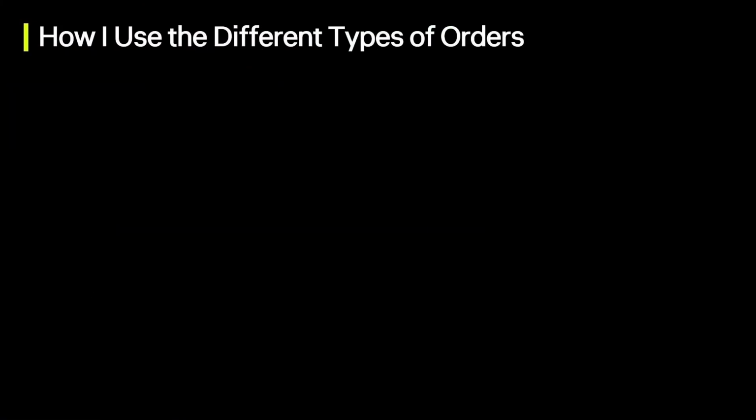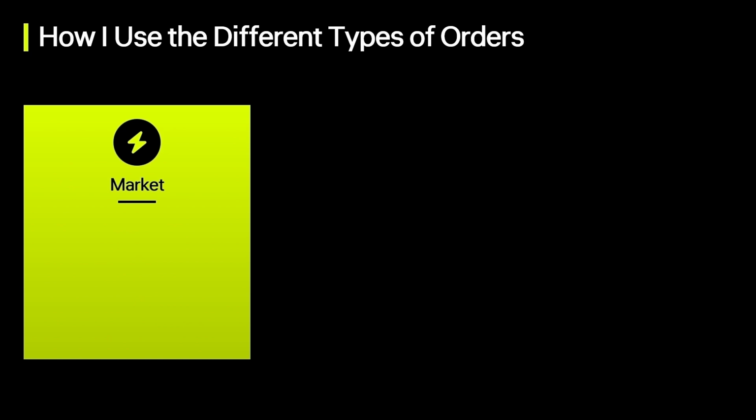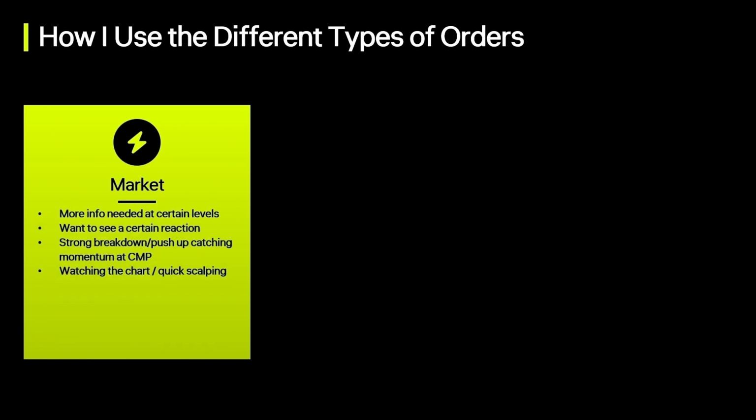Now, how do I personally use these order types myself? Market orders. I use market orders when I need more information at a certain level. I want to see a certain reaction at a certain level because there are other zones of interest as well. When I see a strong breakdown or push up and I want to catch the momentum and I'm happy at the current market price, I will enter the trade with a market order. Of course, there still needs to be a good risk to reward.